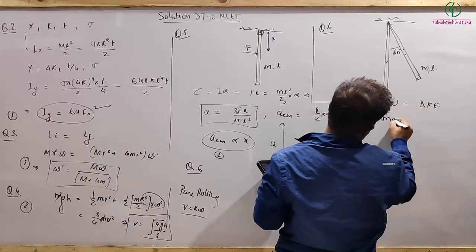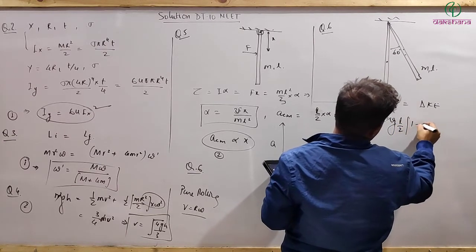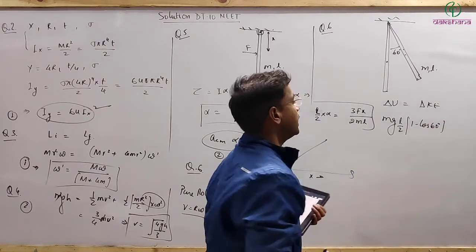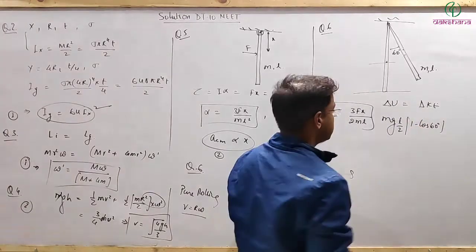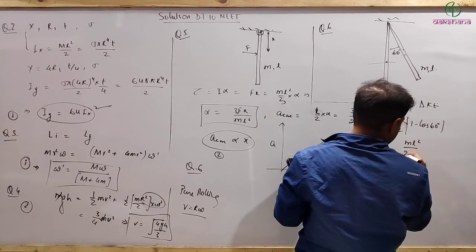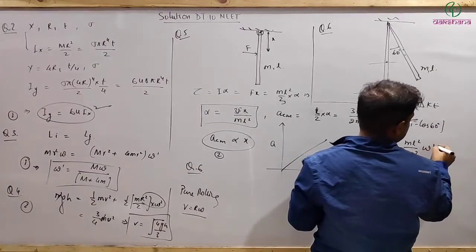This is mg l by 2, into 1 minus cos 60 degree. Okay, I can write it from here. This is at this much distance, and this is equal to how much? m l square by 3, half I into omega square.